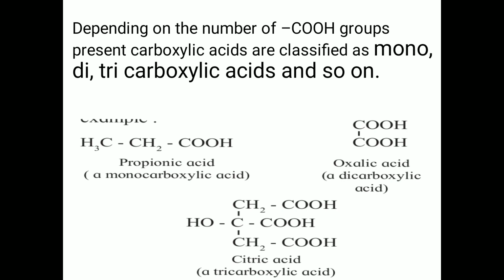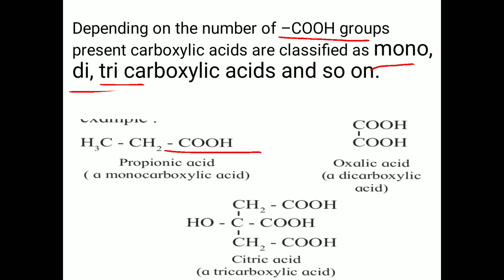Now, depending on the number of COOH groups present in the carboxylic acid, they are classified as mono, di, tricarboxylic acid, and so on. That means when there is a single carboxylic group, it is known as the monocarboxylic acid. When it contains two carboxylic groups, it is known as the dicarboxylic acid. When there are three carboxylic groups, it is known as the tricarboxylic acid. Now, in this first example, propionic acid, there is a single carboxylic group. So it is known as the monocarboxylic acid.